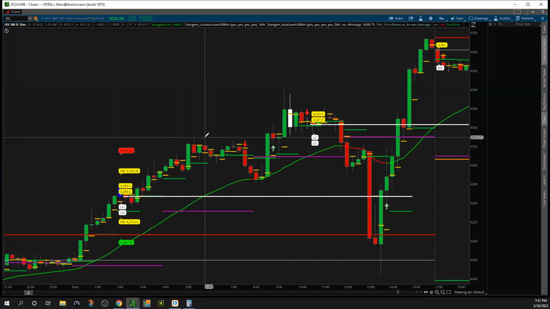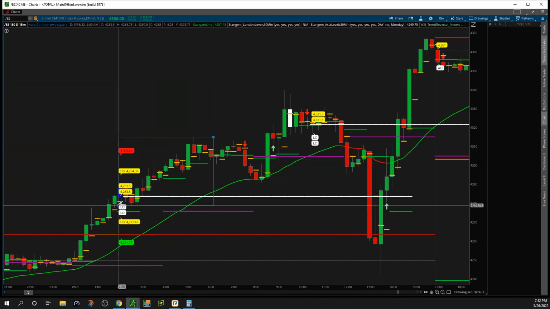Got a high up here. All right. So we got the high off of that candle right here. And London Open was here. So we got a low candle right here. Range.